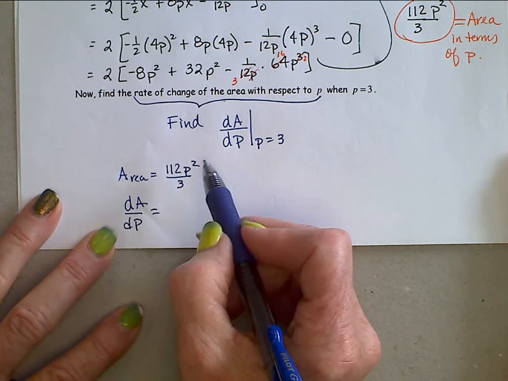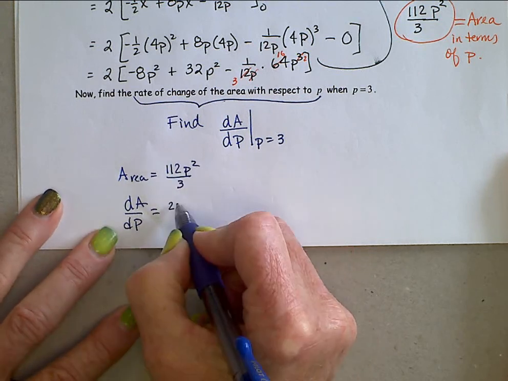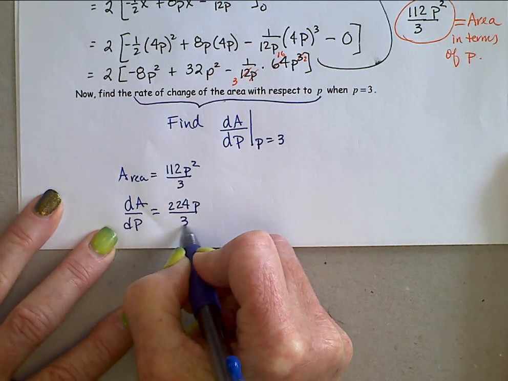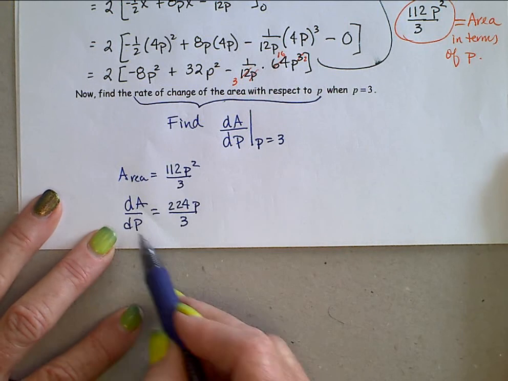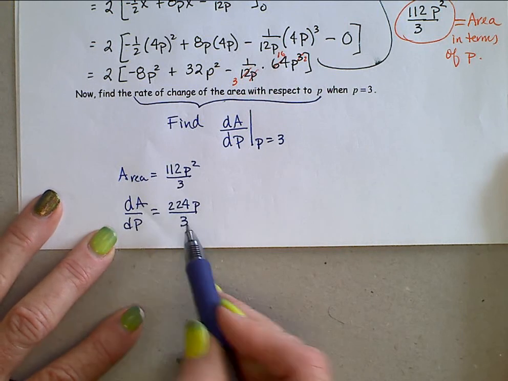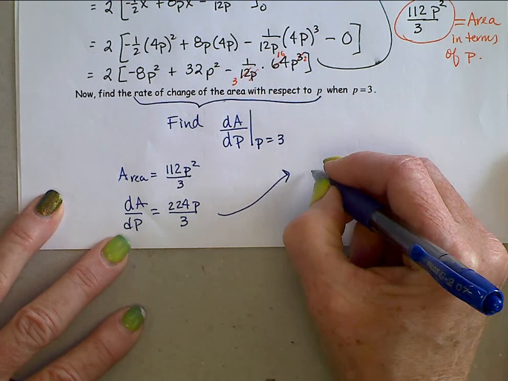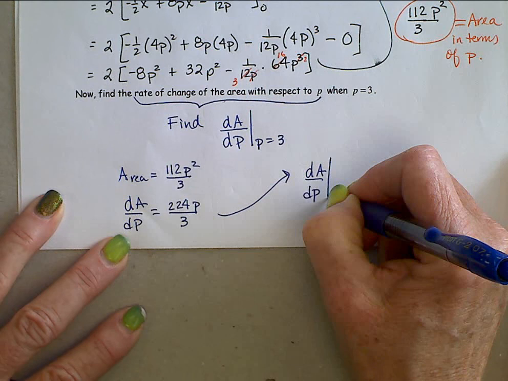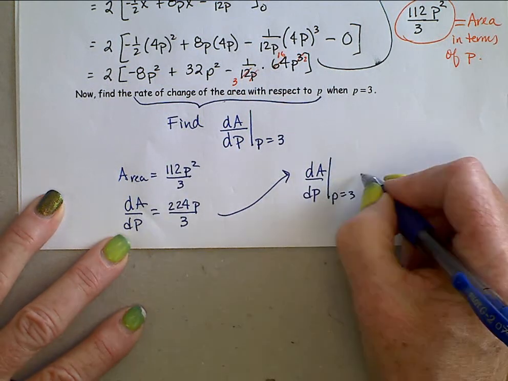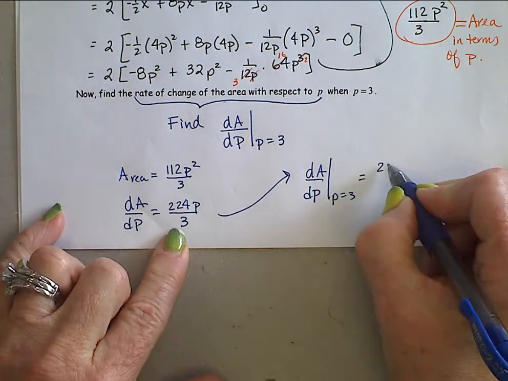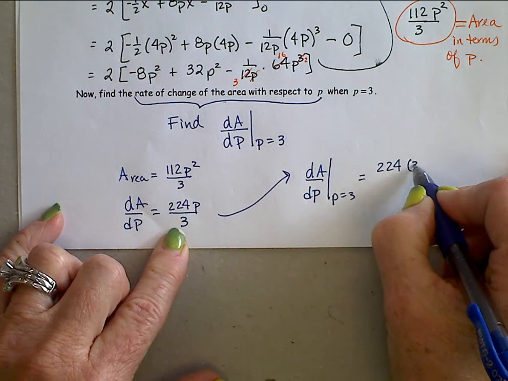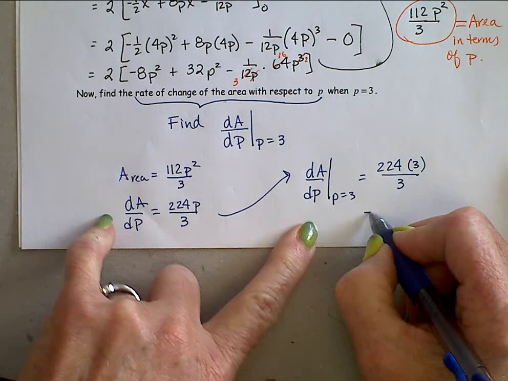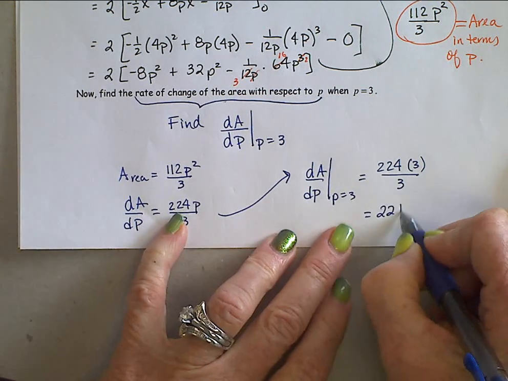Let's find dA/dP. That's the derivative of this. I'm just going to pull that 2 down. That's 224p over 3. That's the derivative, 224p over 3. But now I want you to find dA/dP when P is 3. Well, that's just plugging in a 3. 224 times 3 divided by 3. How nice was that, that these are both 3's. So this rate of change of area is 224.